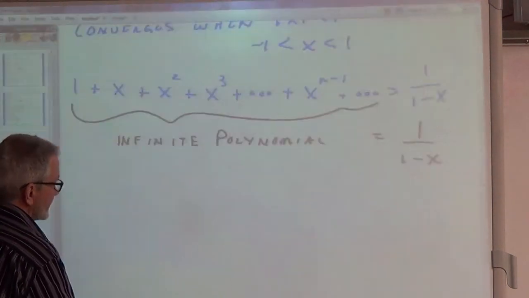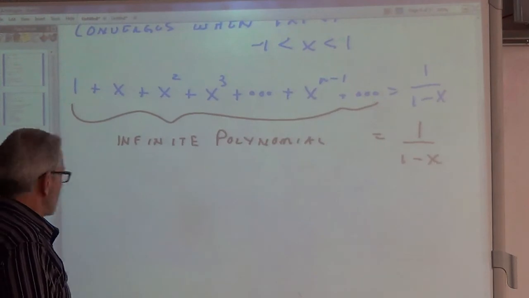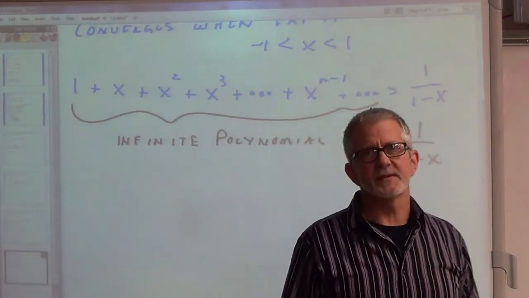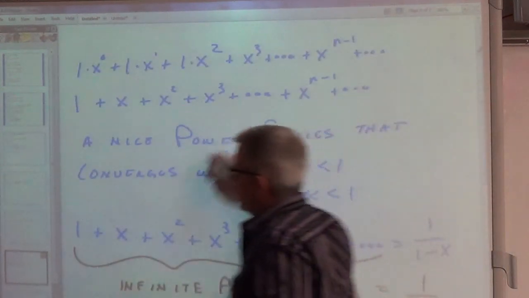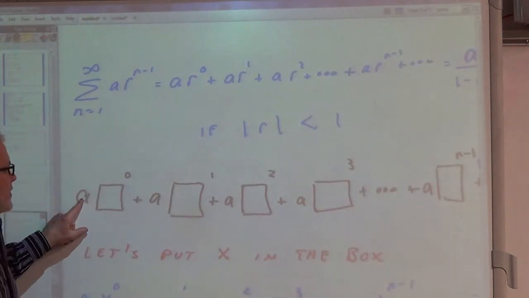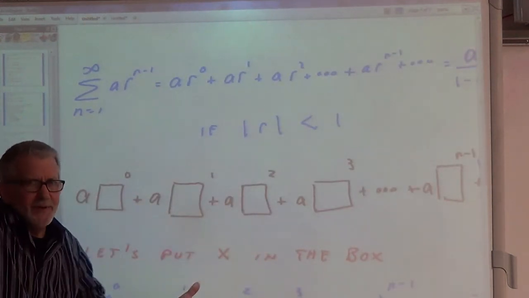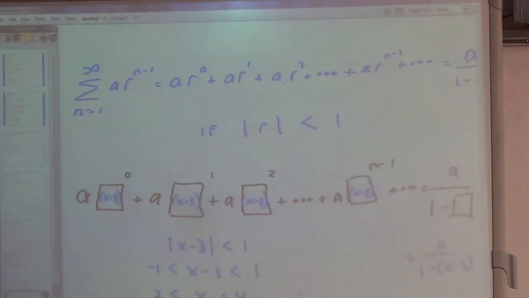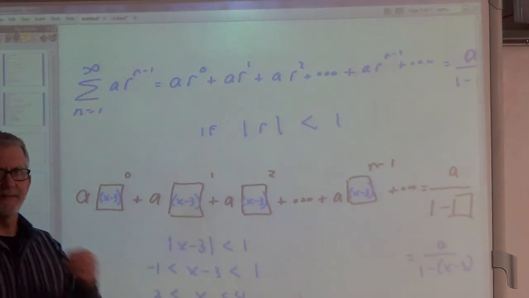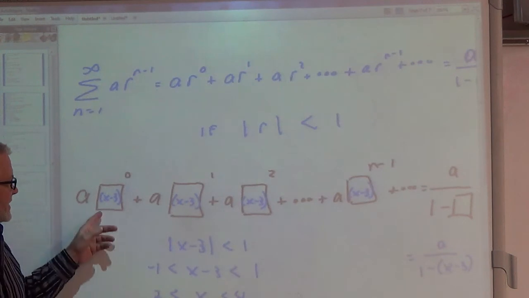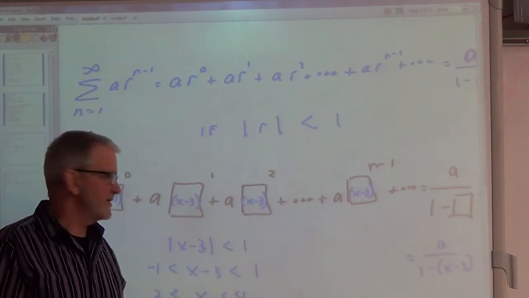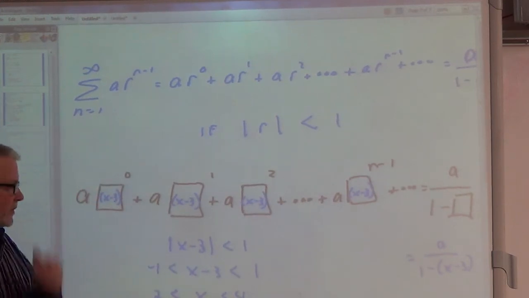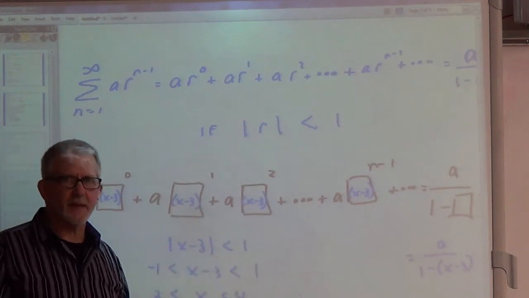So let's go back. Infinite polynomial. This is good stuff. Absolutely good stuff. How did I create this? I let a be 1 and I put x in the box. Guess what you can put in the box? You can put anything you want in the box for this geometric series. I put x minus 3 in the box. This is a power series that's centered at, here's the box, here's the common ratio, this time x minus 3.